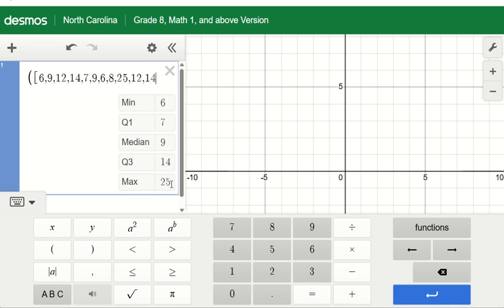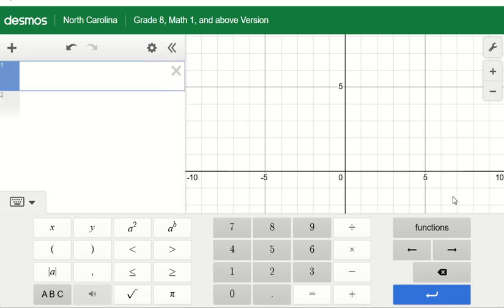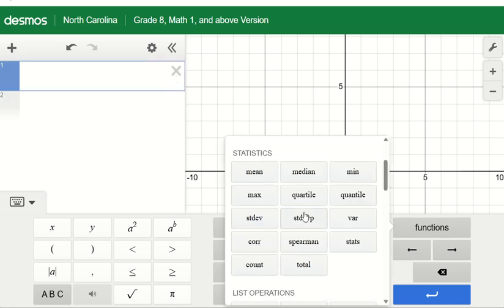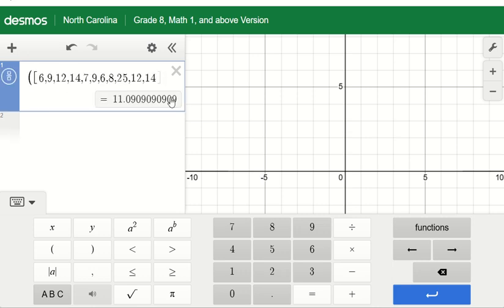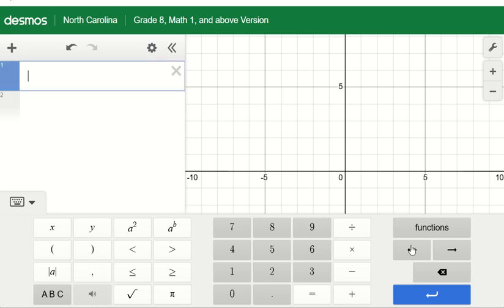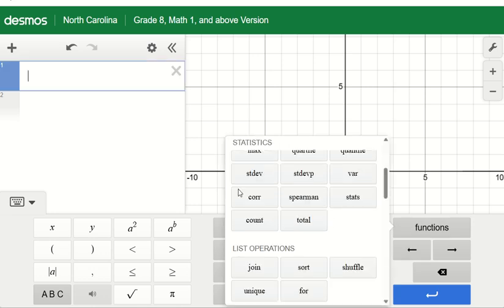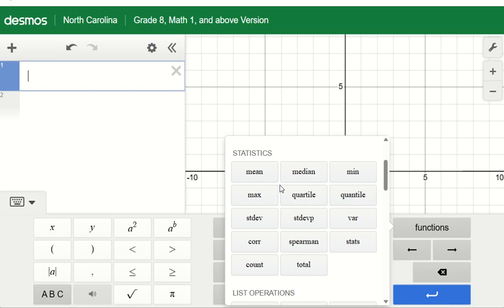So we got our 6, 7, 9, 14, 25 again. Either one of those works. They work about the same. Same idea. If you got the mean, need a bracket on it, put the numbers in, gives you your mean. There's a lot of other stuff. The non-testing version does even more than that. So this is just kind of what we're allowed on the testing one.